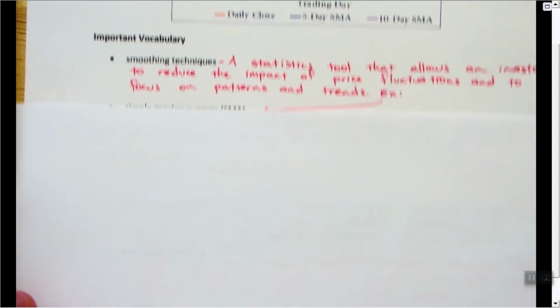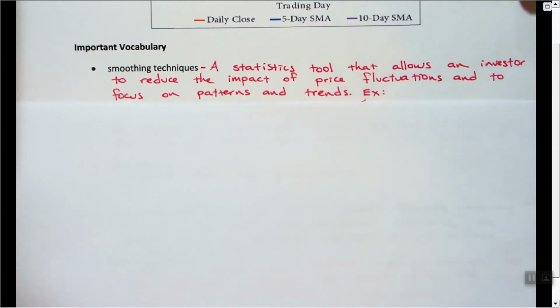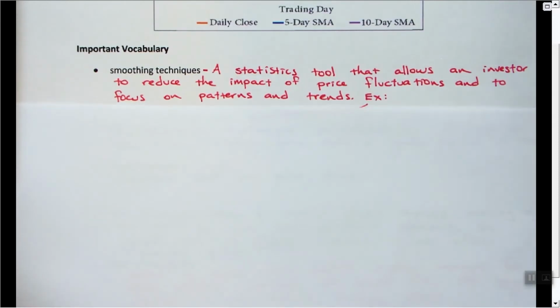So here's some vocabulary to be aware of. The first is, in general, smoothing techniques. It's a statistics tool that allows an investor to reduce the impact of price fluctuations and to focus on patterns and trends. So you're able to see more general trends by smoothing the data than by simply looking at day to day or hour to hour data changes.